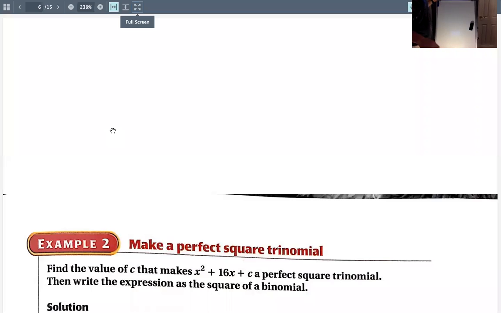Okay, any questions about this? So you cut that 16 in half, you get 8, and then you square it, and that's it. That C is 64. Cut it in half and square.